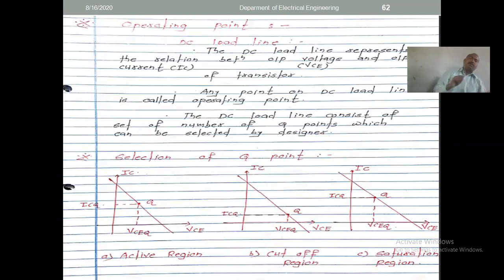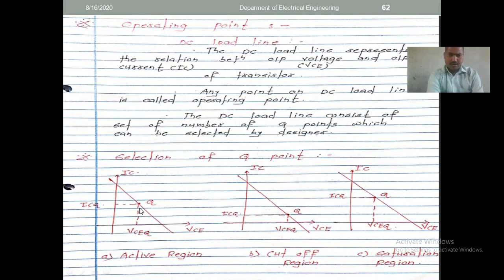Now according to the position of the operating point, there are three operating regions of your transistor. One is the active region, another is the cut-off region, and the third is the saturation region. In the active region, this is your load line. Here one point is VCC by RC, and here is VC equal to VCC. This two-point line, we have to draw.